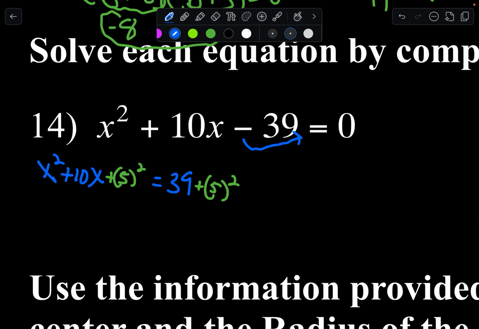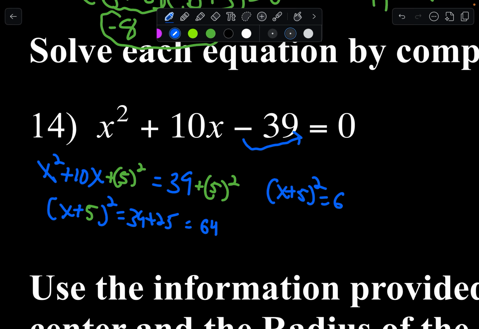The left side just turns into x plus the number inside the parentheses, which is 5, squared. And the right side is 39 plus 25. 30 plus 20 is 50. So 55 plus 9 is 64. So we end up with x plus 5 squared equals 64.